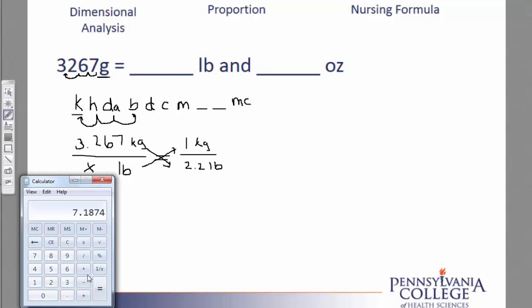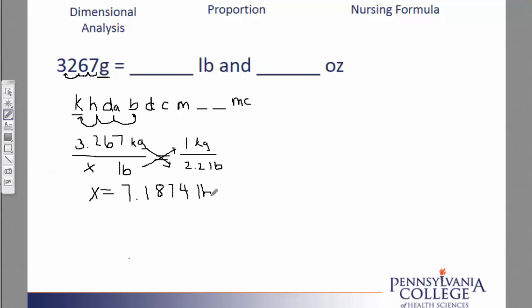This gives an answer in pounds. At this point I know that X equals 7.1874 pounds. In the American system, where we have a mixed measurement, the whole number will be part of our answer. So I'll fill in the 7 as the number of pounds. The decimal part of this answer is what we will convert to ounces.